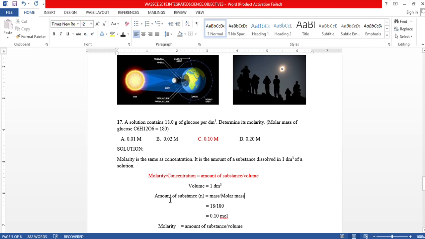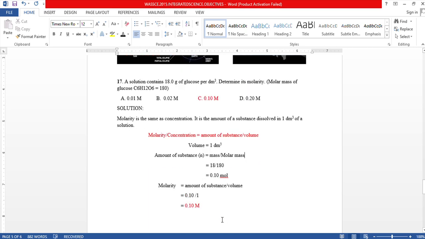So to get the amount of the substance, so that you can put it inside this formula to get the concentration, we divide the mass of the substance by its molar mass. And from the question, the mass of the glucose is 18 grams. We divide that by 180, which is the molar mass. We have 0.10 mole. So we now bring the 0.10 mole back into the molarity or concentration formula. And then the volume is 1 dm cube. Just like that. So we put it inside, and there's this answer showing that the answer is C.